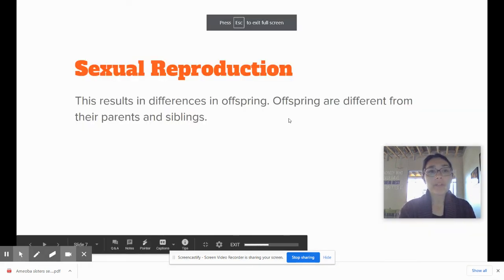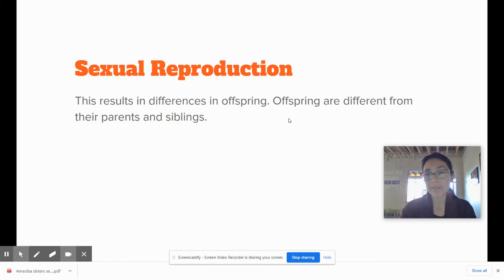Okay, so sexual reproduction results in differences in offspring. The offspring are different from their parents and their siblings. So since you have two parents, that's two sets of DNA, two half DNAs that you're getting from each, and it's a mix-up on what genes you're getting from your parents. So that results in differences and variation of your genes from your parents.